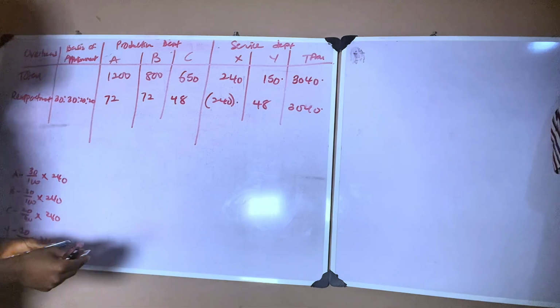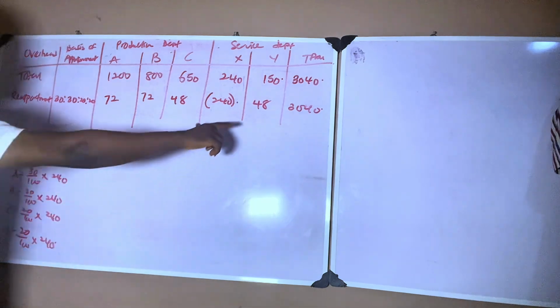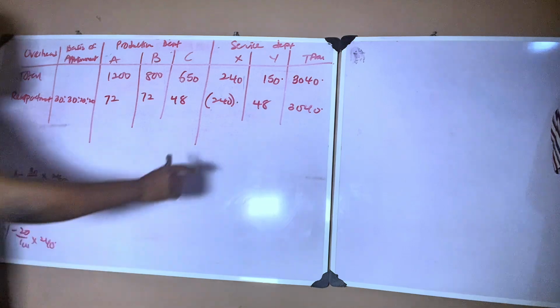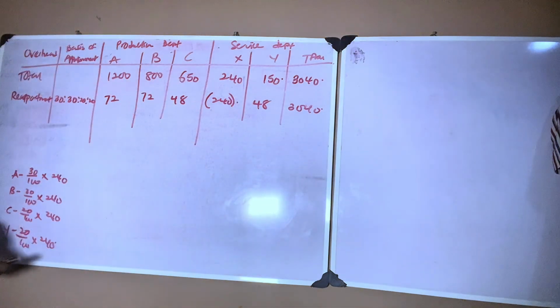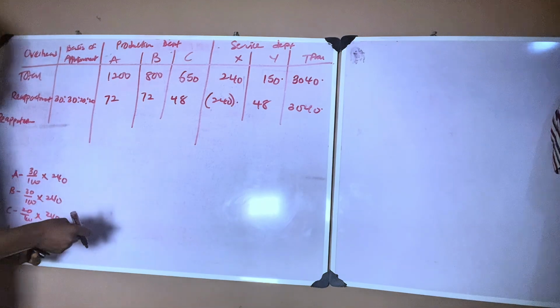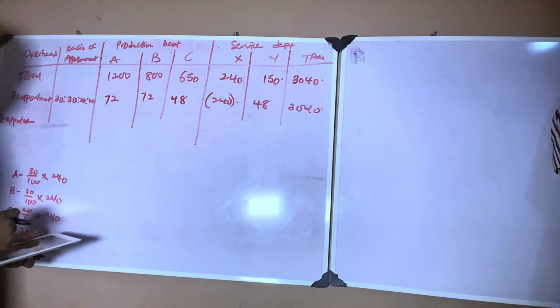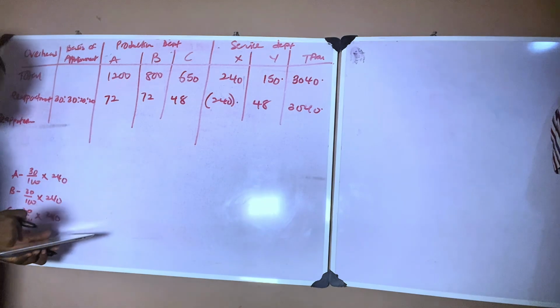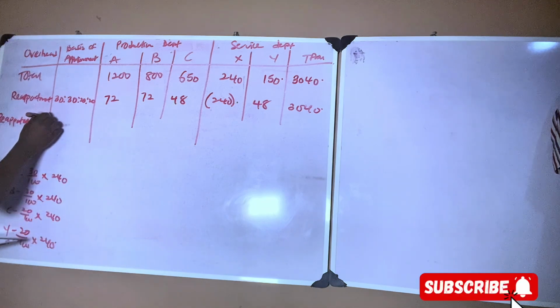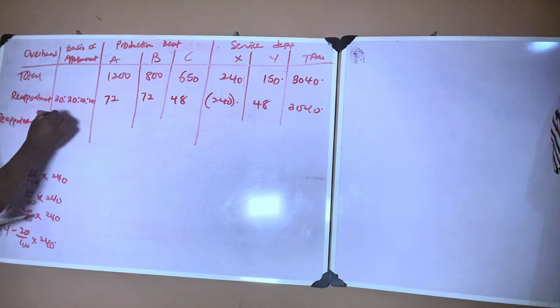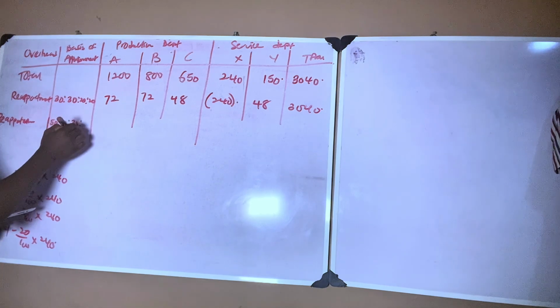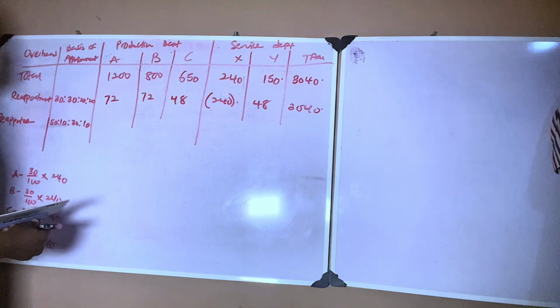So what we have to do now is to reapportion department Y cost again, because we've been told that department Y has to be reapportioned into other departments as well. So what is the basis for reapportioning department Y? The basis is 50 to 10 to 30 to 10. So we want to reapportion.